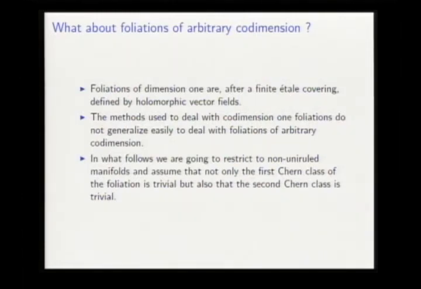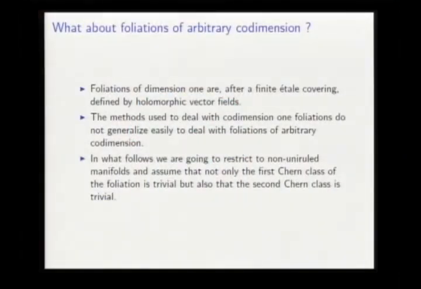The methods used to deal with codimension 1 are really codimension 1. Somehow we use that in dimension 1, you have only 3 possible Lie groups acting: the additive group, the affine group, and the projective group. And we use this also in a lot of contexts. And so it's very hard, right?